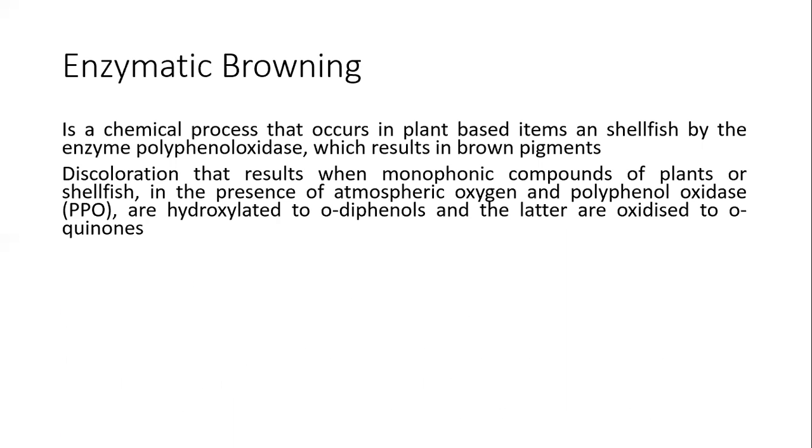It can be observed in fruits such as pears, apples, apricots, banana, guava, etc. The browning is very obvious in vegetables such as potato, brinjal, lettuce, mushrooms, etc. and in some cereals such as wheat flour and rice. And also we observe the formation of brown color in seafoods, shrimps, crabs and spiny lobsters, etc.